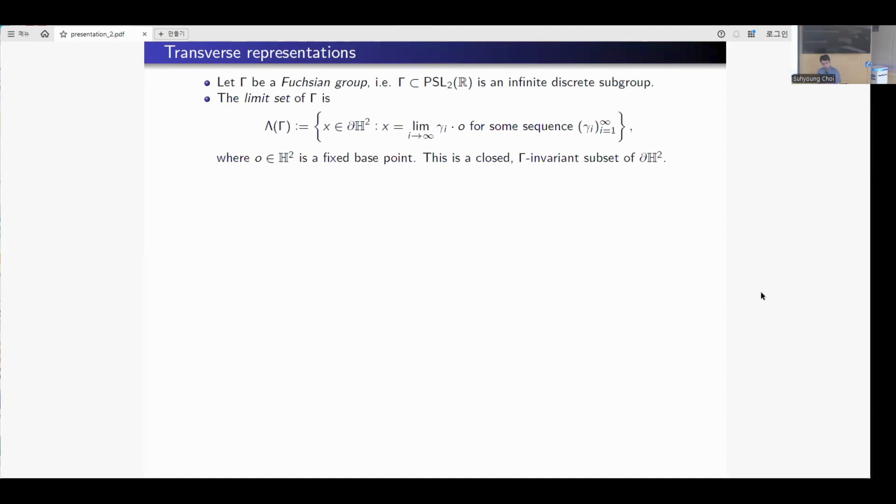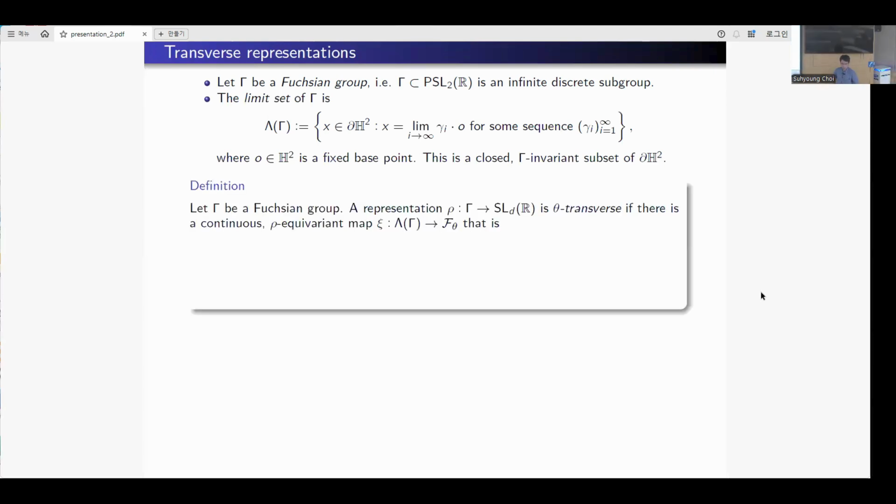Okay, then whenever you have such a group, you can look at its limit set. The limit set I always denote by lambda of gamma. And what is this? Well, you pick a base point O in H2, and you look at the gamma orbit of this point. You apply gamma to this point, you get infinitely many points in H2, and you look at all the possible limits you can get inside of the boundary of H2. So that's what this limit set, lambda gamma, is.